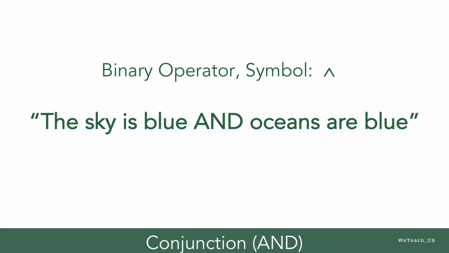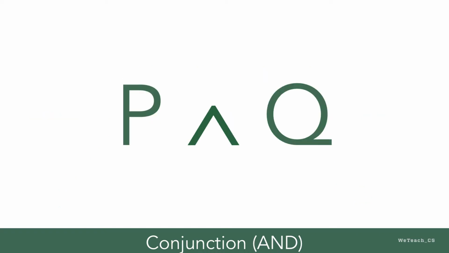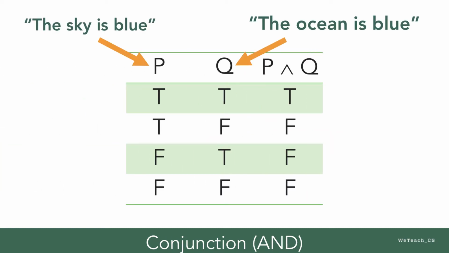Now, let us look at the conjunction of two propositions and the truth table that visualizes this. In this example, we'll assign the variable P to the statement, "the sky is blue," and the variable Q to the statement, "oceans are blue." The proposition P and Q is called the conjunction of P and Q, and it's true when both P and Q are true. The resulting truth table of P conjunction Q looks like this.